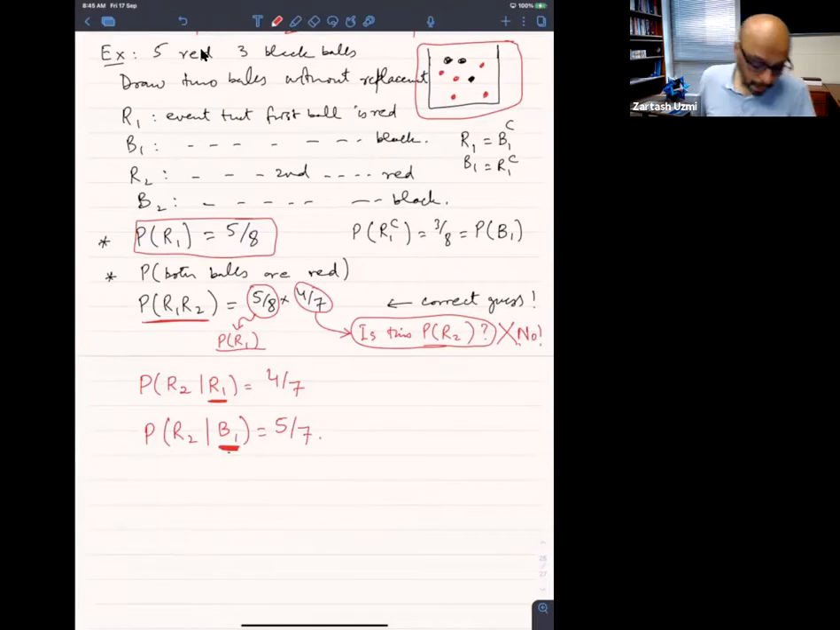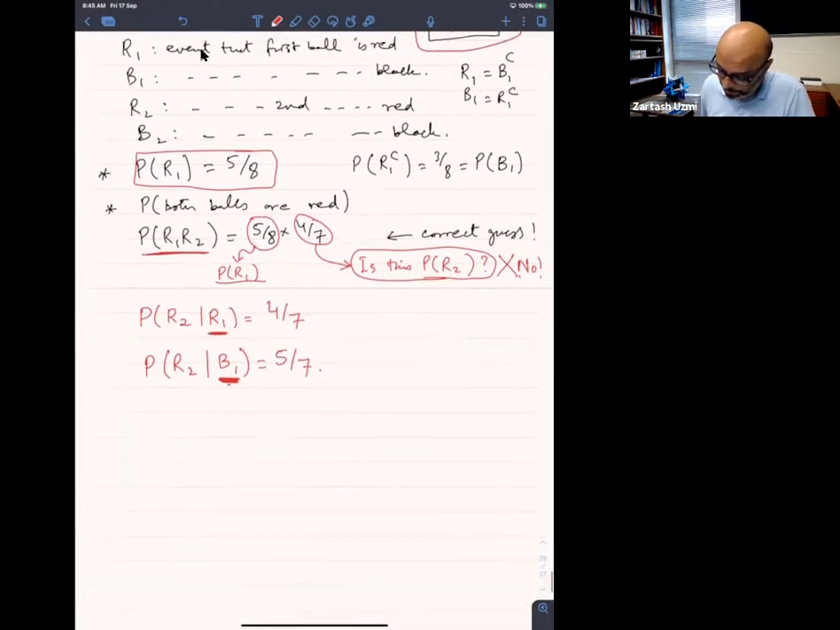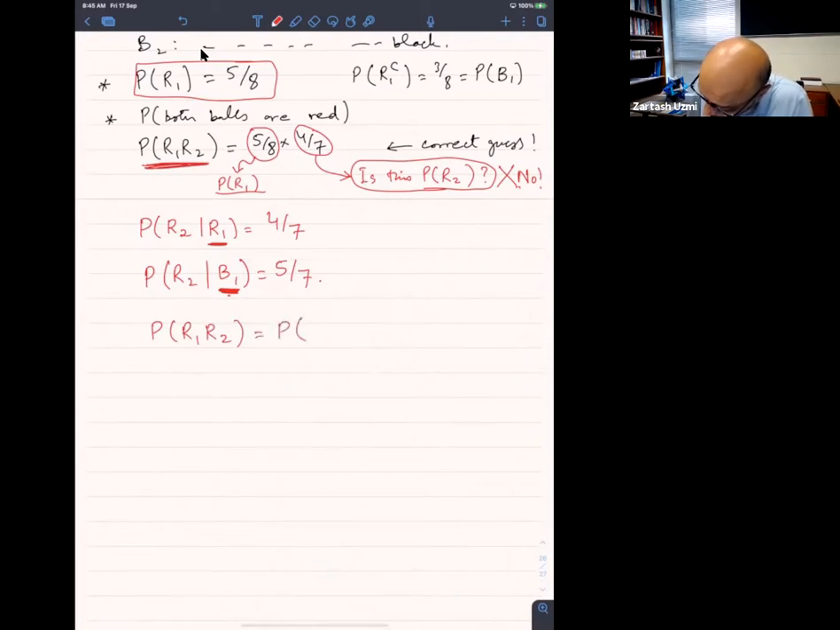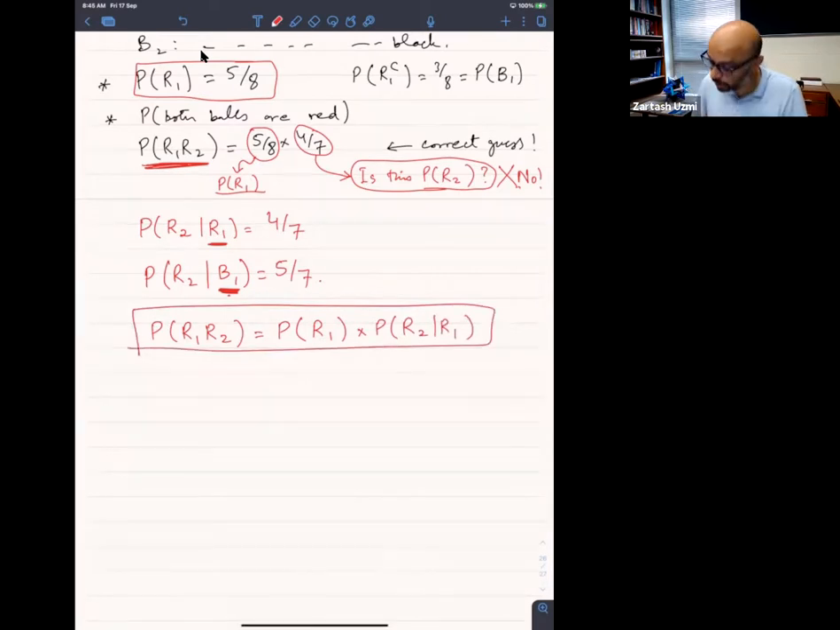Okay. So knowing this, the probability of R1 and R2, which we found above, is really equal to the probability of R1 into the probability of R2 given R1. This is called the multiplication rule.